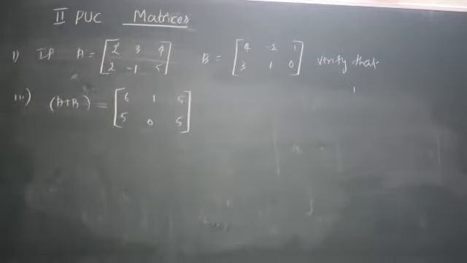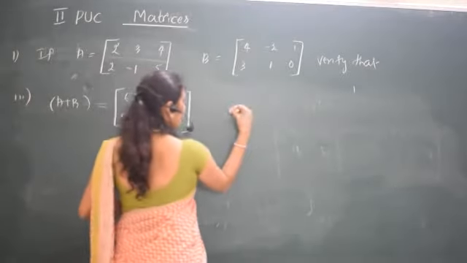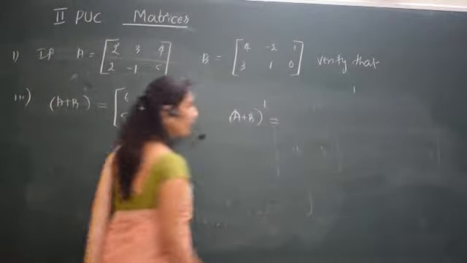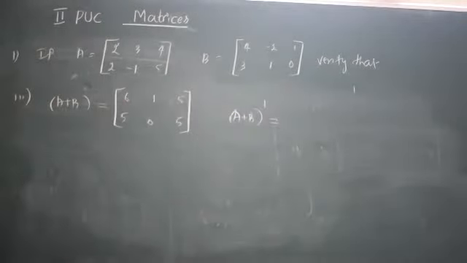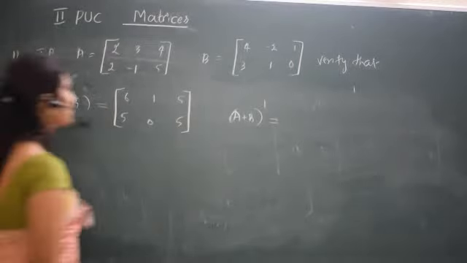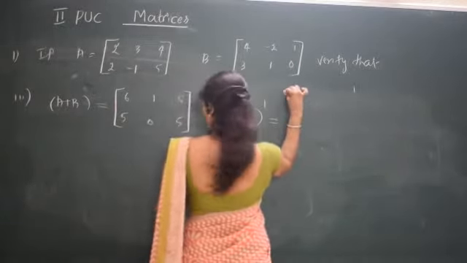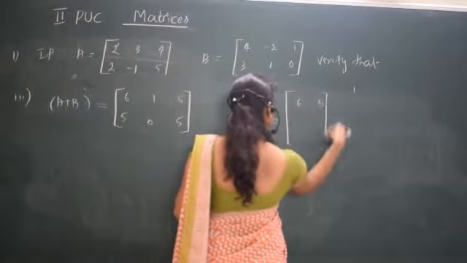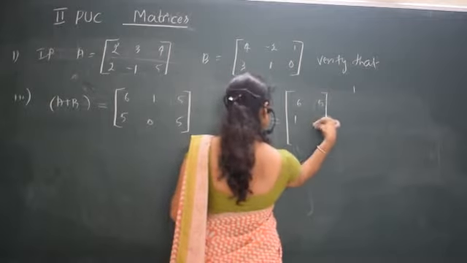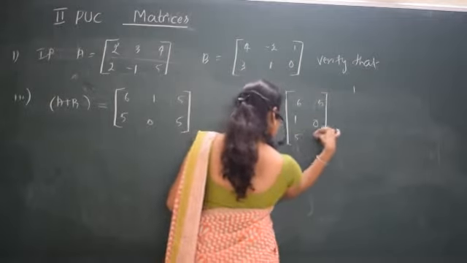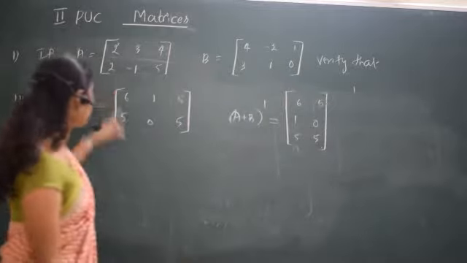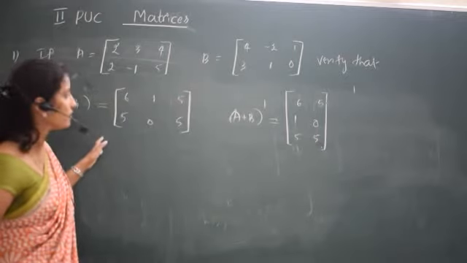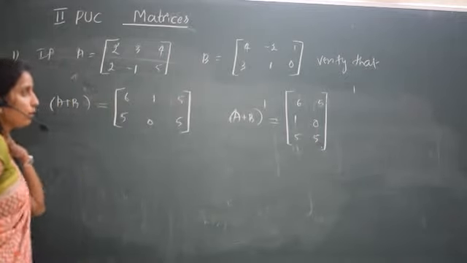Then next is A plus B whole transpose. We have to interchange rows and columns, so we get the transpose. When we interchange, this will be 6, 5, 1, 0, 5 and 5. Rows are written as columns and columns are written as rows. So this is A plus B whole transpose.